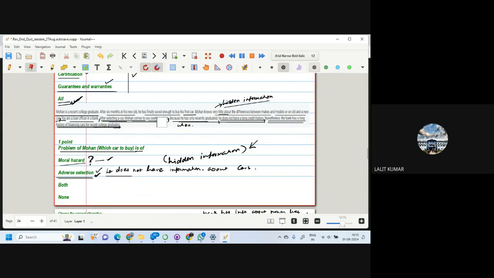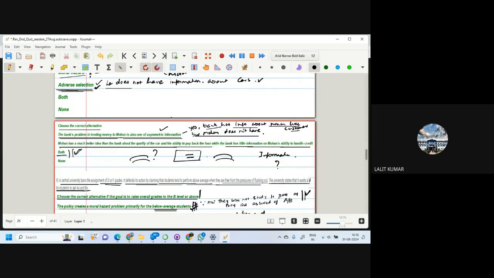So in this case, basically, there is hidden information for both. The problem of Mohan, which car to buy, is of what? Moral hazard or adverse selection? So this is an adverse selection because he has got little information about the makes and models of a car.